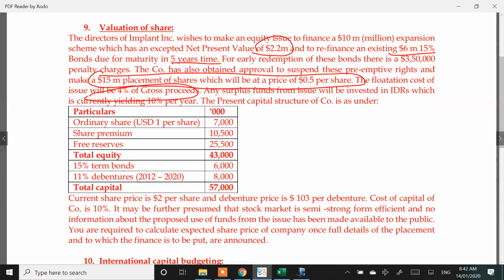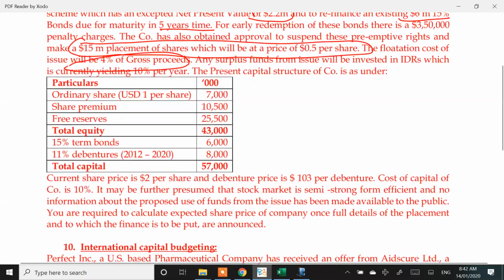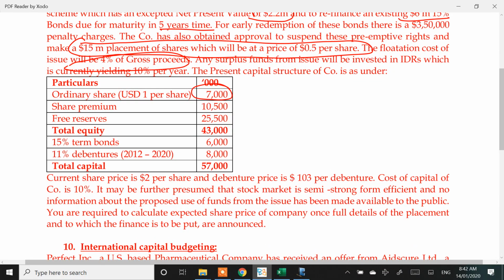Any surplus funds from the issue will be invested in a deposit currently yielding 10% per annum. If any surplus is still left over, they will put it in deposits at 10%. Today's value of the shares is 7,000. It is basically 70 lakh shares. Today there are 70 lakh shares, or 7 million shares. This is in thousands, and the price of a share is 2. So it's 7 million shares into 2 that is today's value, or today's net worth.